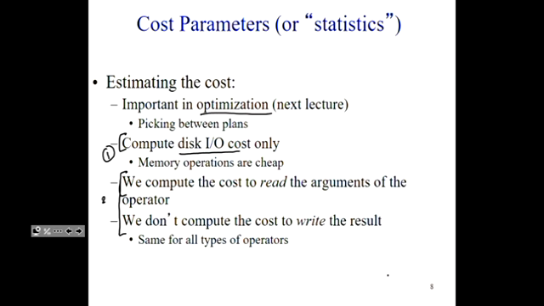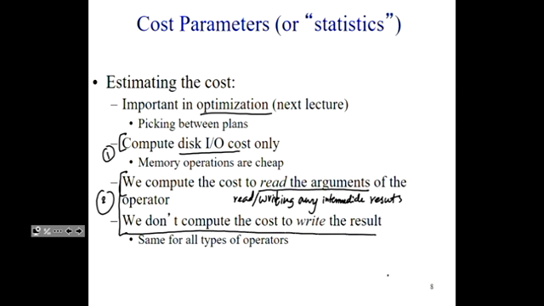Anything that you do before then, any reading and writing before then, we will count the cost of. So we do compute the cost of reading the arguments of the operator. We will count the cost of reading or writing any intermediate results. But the cost of the final result is not something we are going to count. The cost of writing the final result is fixed. This doesn't change from operator implementation to operator implementation.